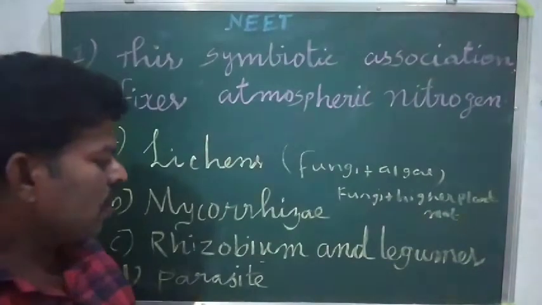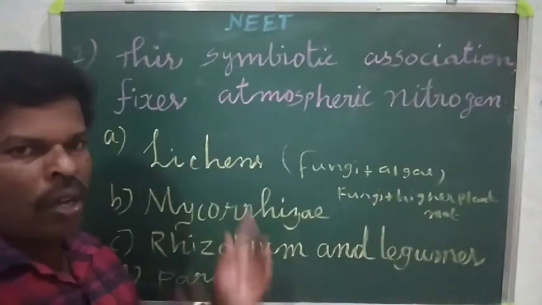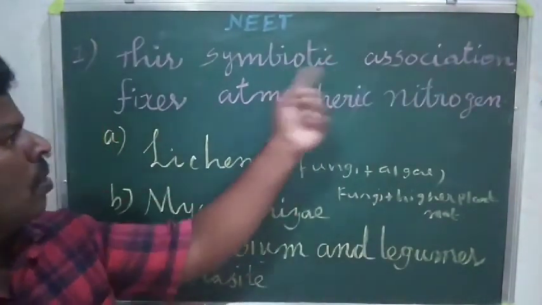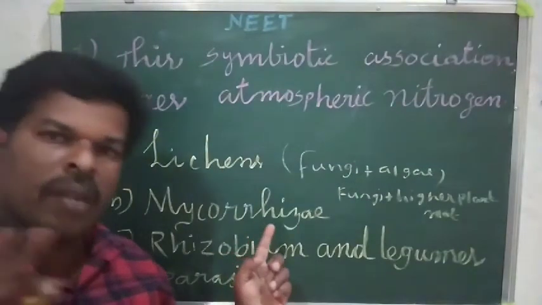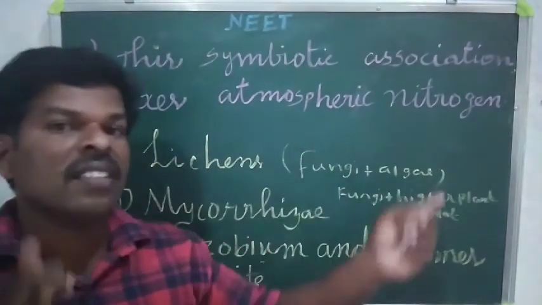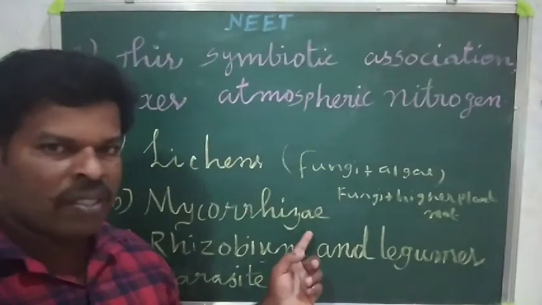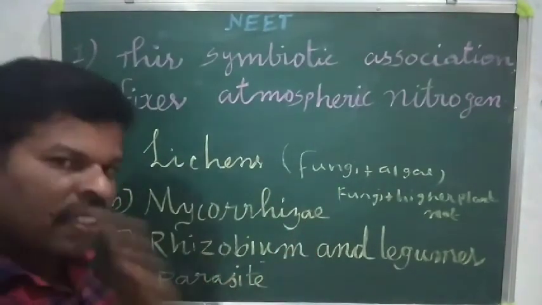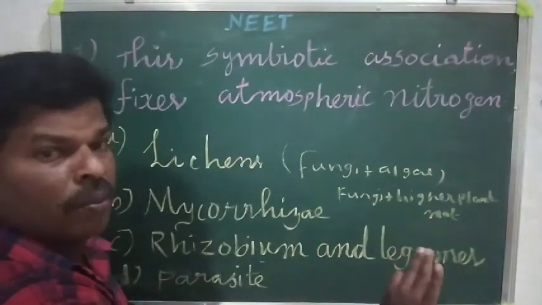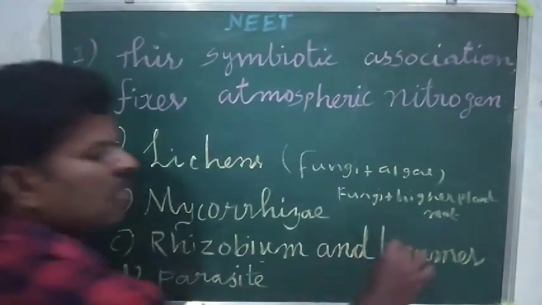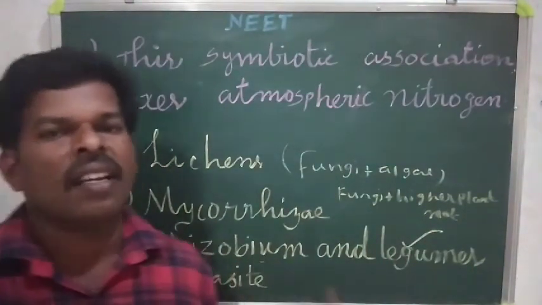Okay, here is the answer. Mycorrhiza is also a symbiotic association, but it does not fix nitrogen. Understand? Mycorrhiza does not fix nitrogen. But the correct answer is rhizobium and legumes. That is very important. C is the correct answer.